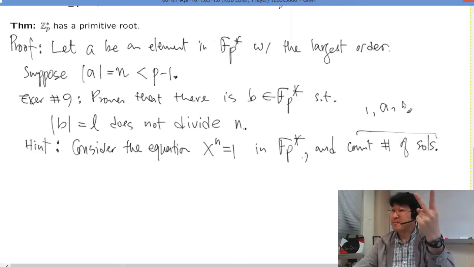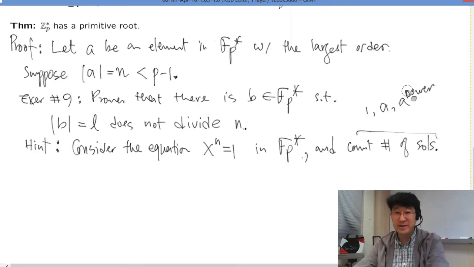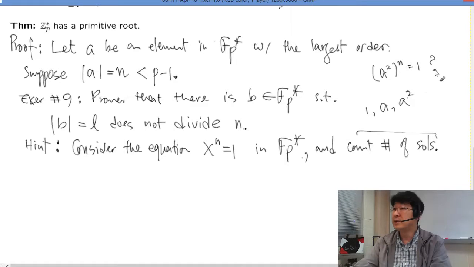Who wants to go for the next one? A squared? Can somebody prove that A squared is a solution? All you have to check is that its n-th power is 1, right? Yes? Third power? Fourth power? So how many? At least n. We found that n works.